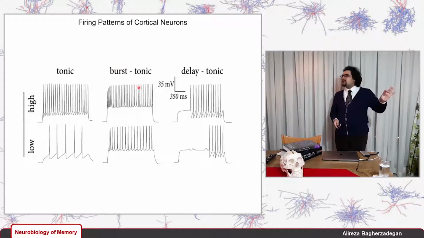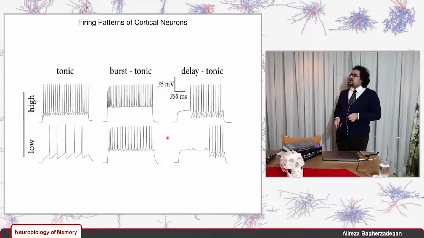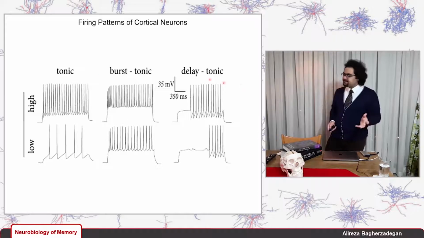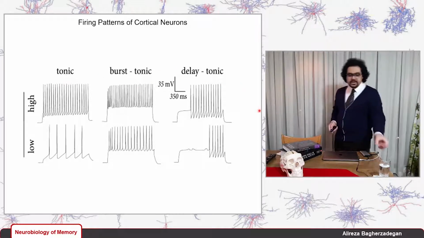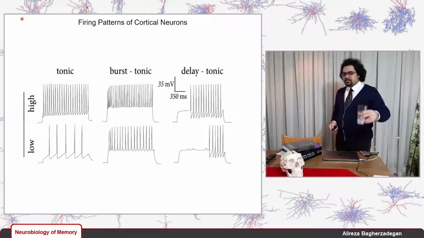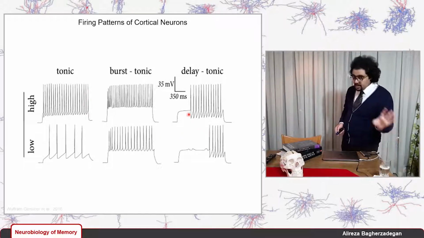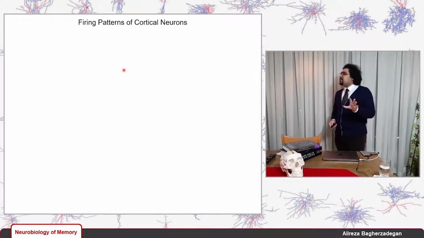We have an initial burst, and then a tonic, and then we have delay tonic. When we inject that current, we first have a delay at the beginning, and then the neuron fires tonically or regularly. So these are three different types of firing patterns that can be seen in three different types of neurons. It's not finished, of course not.